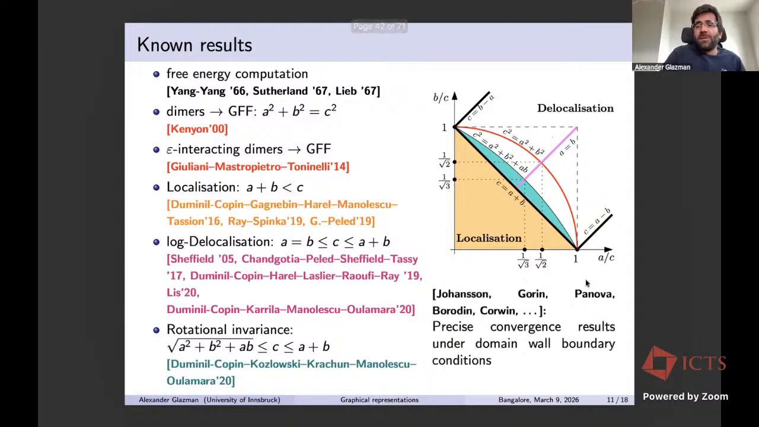Let me also briefly mention that in the other parts of the diagram are their results using representation theory, which rather speaks about the behavior next to the boundary. This I will not really discuss in this talk, but I just want to mention that there are many connections.